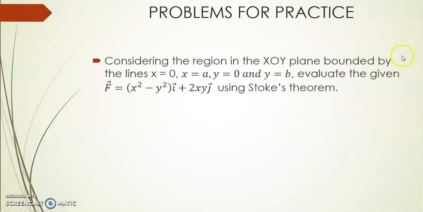So problems for practice. Now you can take up this problem. It is same as your first problem. Consider the region in the XOY plane bounded by the lines x equal to 0, x equal to a, and y equal to 0 and y equal to b. It is again a rectangle. Evaluate the following vector integral using Stokes theorem.